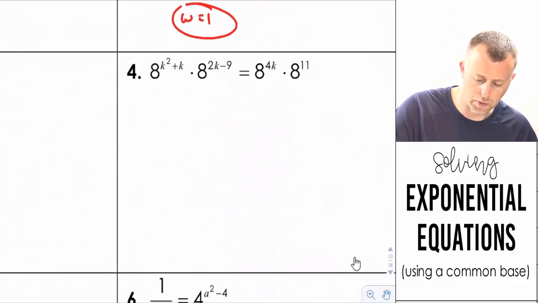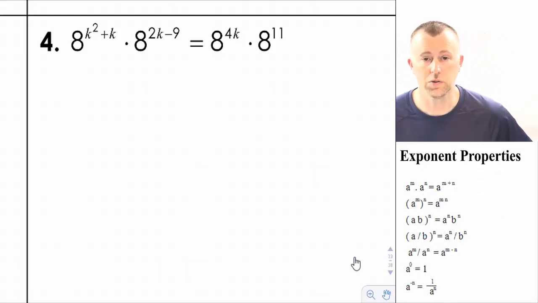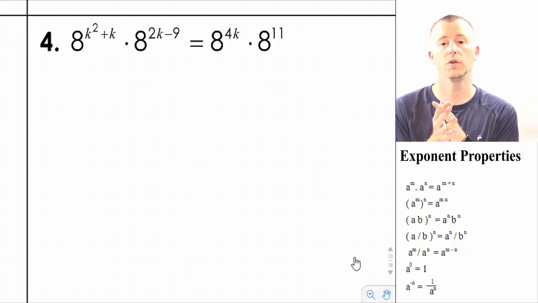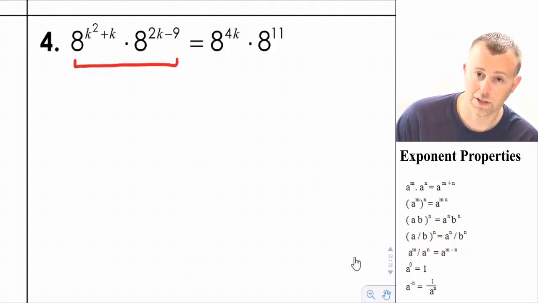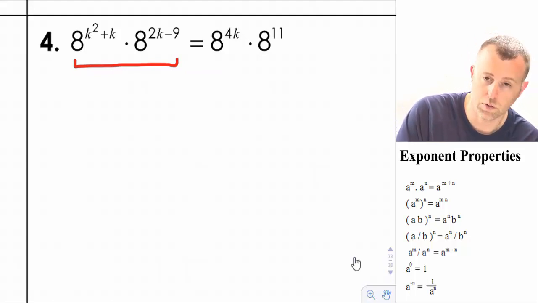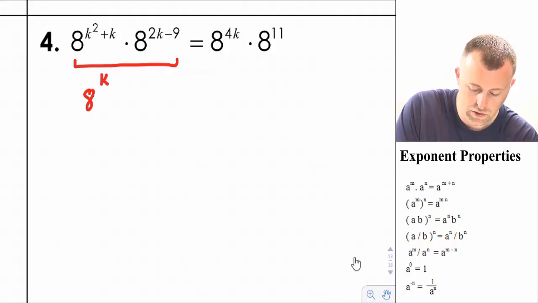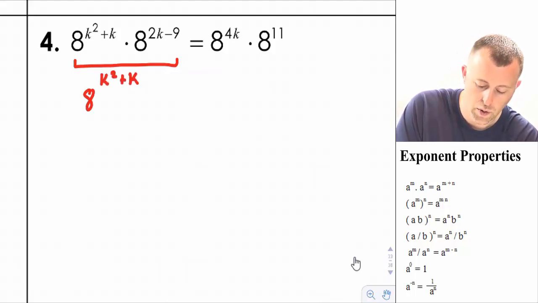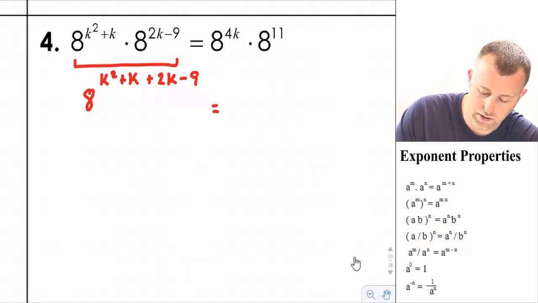Number 4, if you have some properties of exponents you can apply to get the exponents combined, we're going to do that. So you'll see on this one, we're going to have to combine these. On the left-hand side, I have the same base, so I'm going to use that product property, which means I can go 8 to the k squared plus k plus 2k minus 9. I'm adding my exponents. I'm going to do the same thing on the right-hand side. I'm going to add my exponents. So that's going to be 4k plus 11.